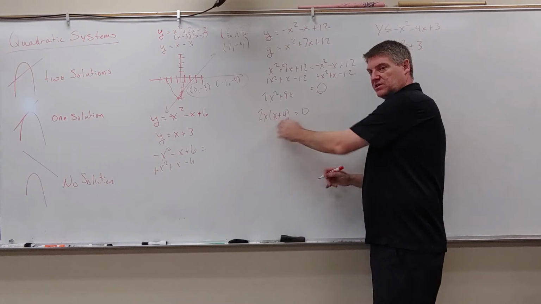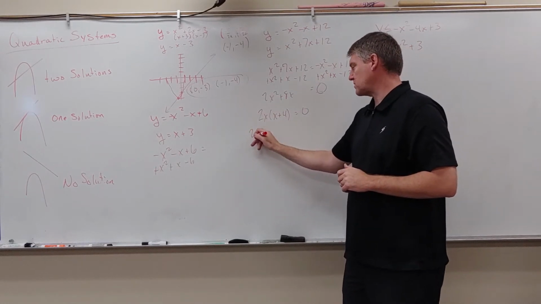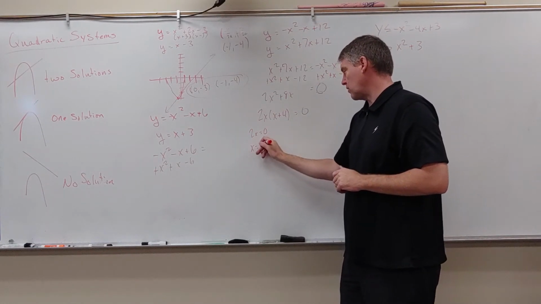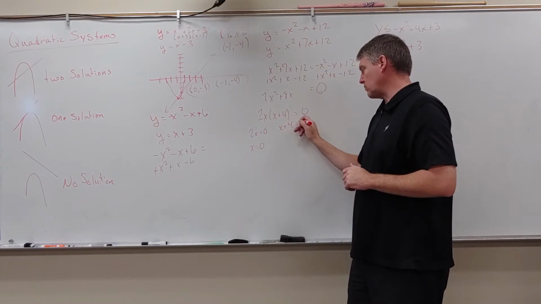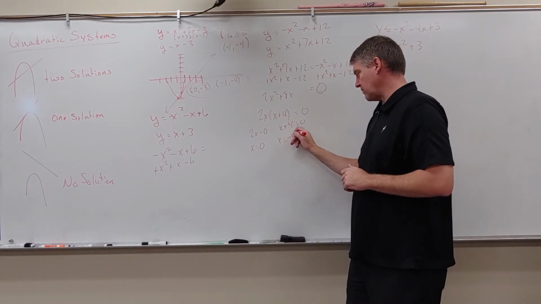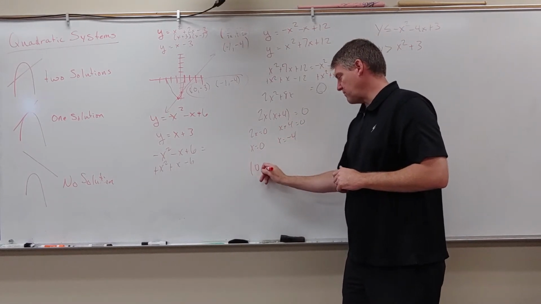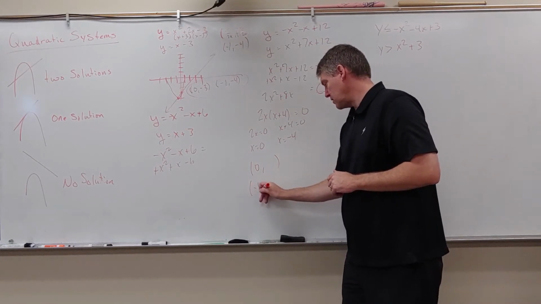I'm going to set each of these equal to 0. So 2x equals 0, or x equals 0. x plus 4 equals 0, or x equals negative 4. So now I need to find my points of intersection.